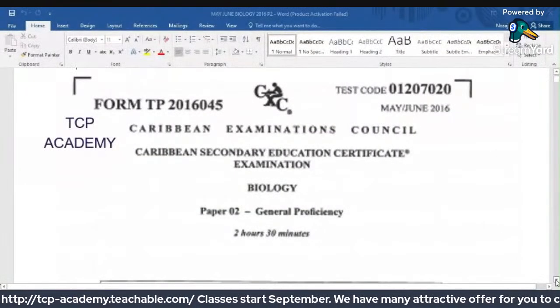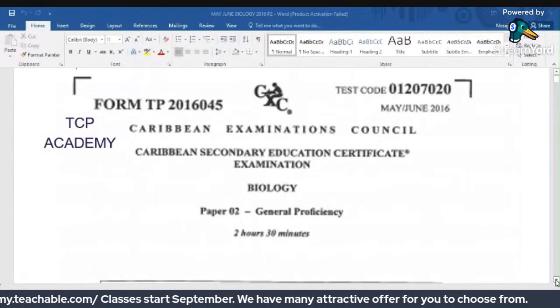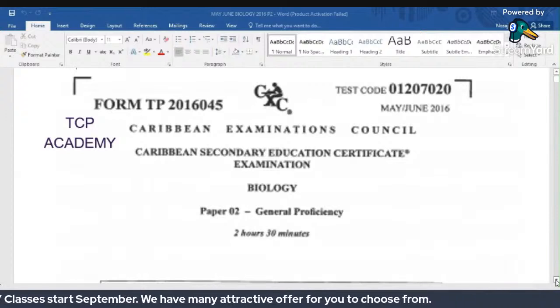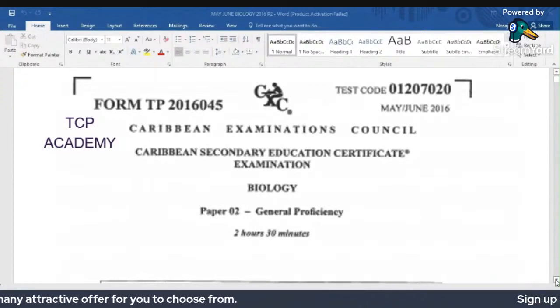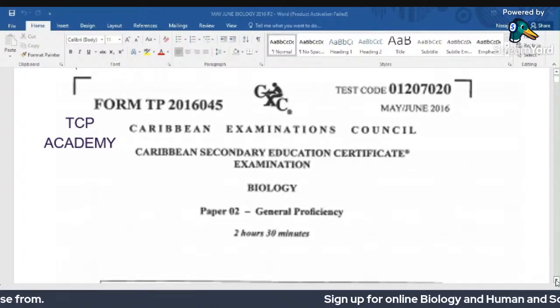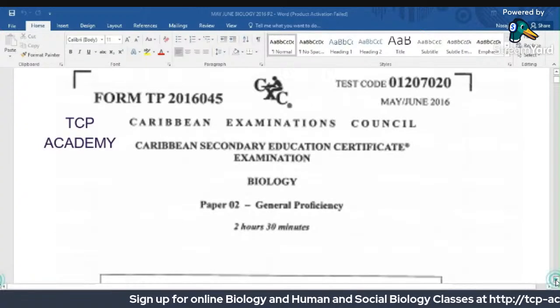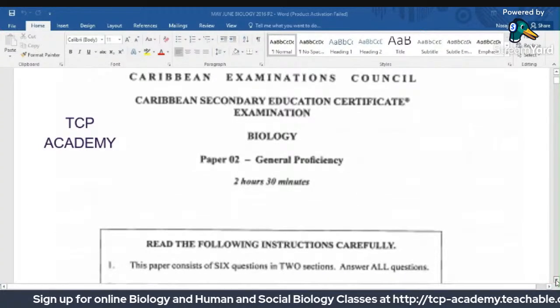I am Mr. Wilson from TCP Academy, and today we're looking at the May-June 2016 biology paper. It is, of course, the paper 2 paper, which is slated to last 2.5 hours if you were supposed to do it, but we're going to see how quickly we can get it done.